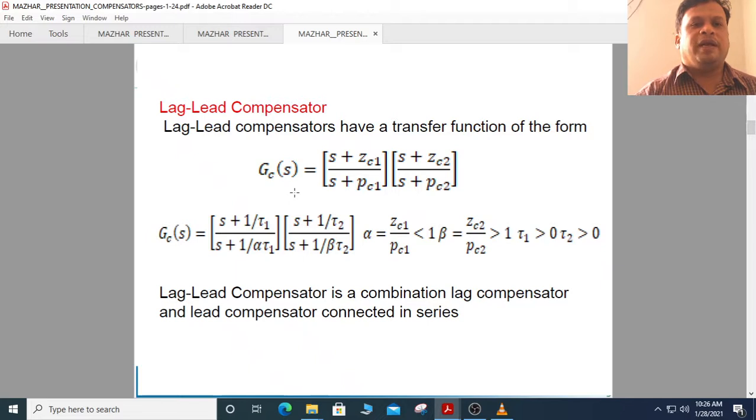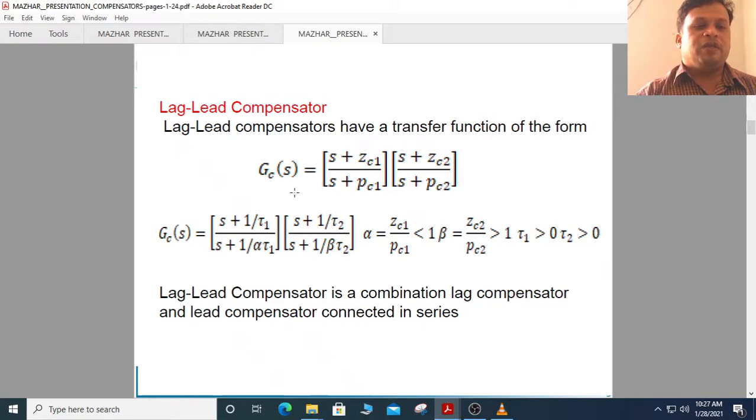What about the lag lead compensator? We have seen lead compensator and lag compensator. Now it is the lag lead compensator. The lag lead compensators have a transfer function of the form GC of S is equal to S plus ZC1 by S plus PC1 into S plus ZC2 by S plus PC2. So we are combining both lag and lead here.